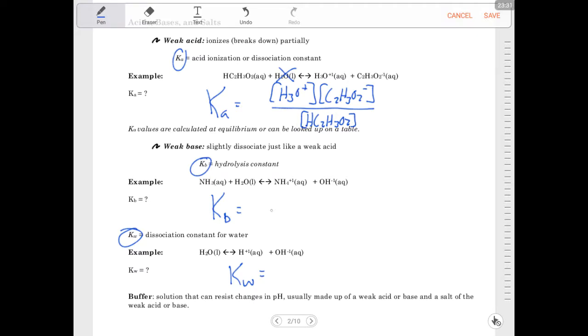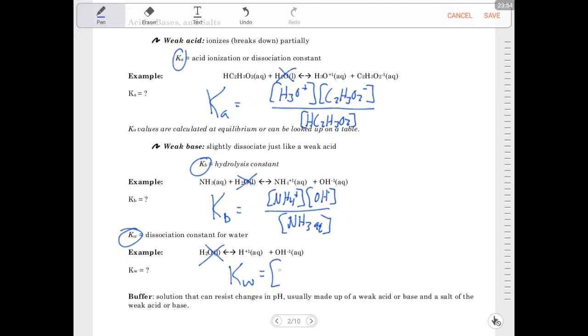So Kb, same thing, cross out this water. It's not going to have an impact. So it's my products: the ammonium ion times the hydroxide ion, all over ammonia. Oops, sorry, it's not a gas here. And same thing down here. Water's not going to play a part.